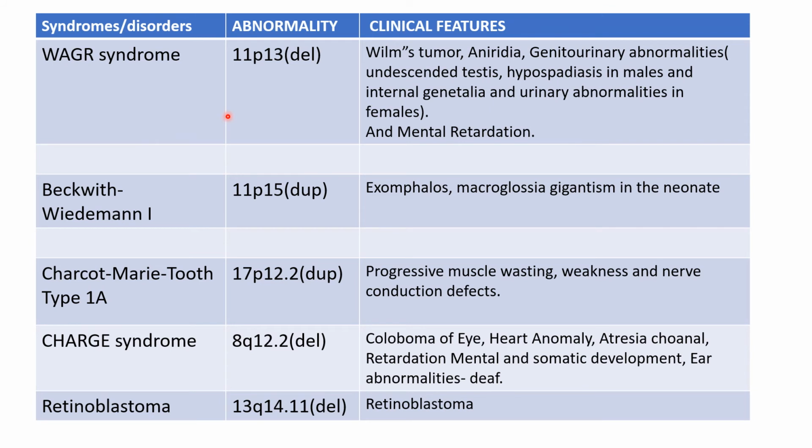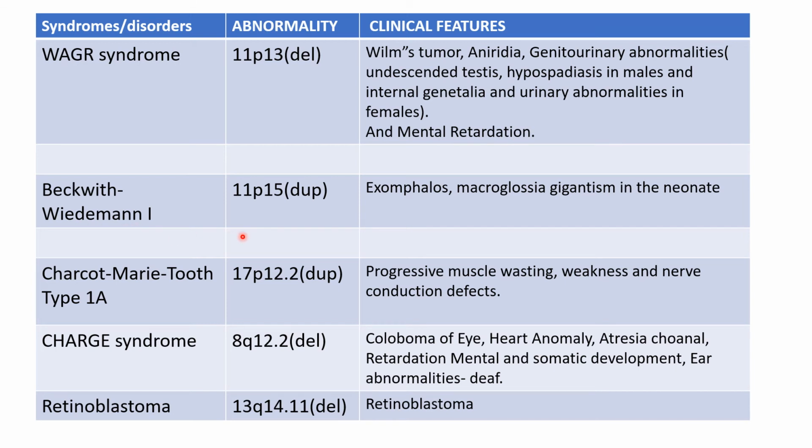Some other chromosomal abnormalities. WAGR syndrome, where the defect is deletion in the short arm of chromosome 11 at region 1 band 3, and such individuals present with Wilms tumor, aniridia, genitourinary abnormalities like undescended testis, hypospadias in males, and internal genitalia and urinary abnormalities in females, also associated with mental retardation.